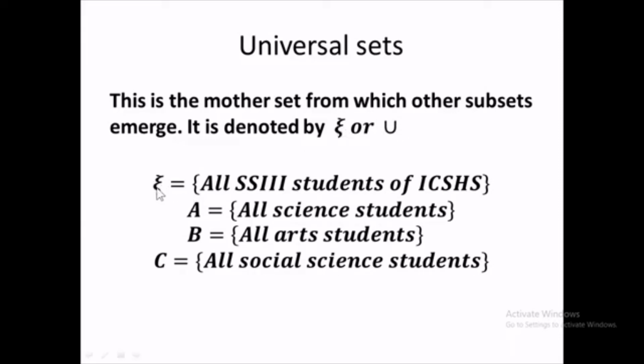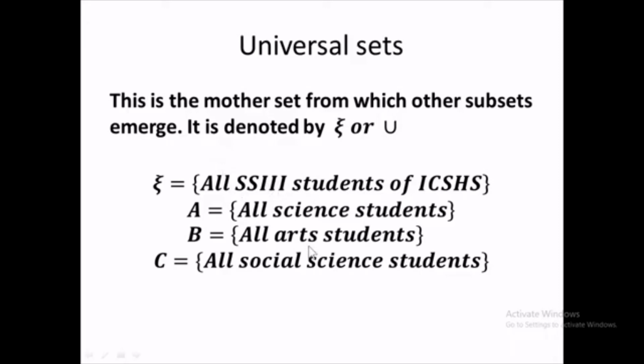Let's say all SS3 students of Ifako Comprehensive Senior High School represent the universal set. Under it we have other subsets: set A representing all science students, set B representing all art students, and set C representing all social science students. You agree that sets A, B and C are all inside the universal set of Ifako Comprehensive High School.